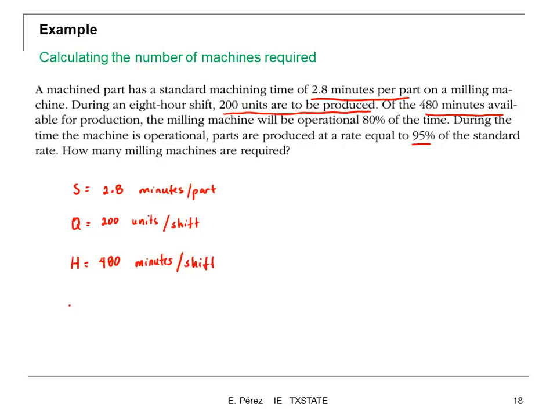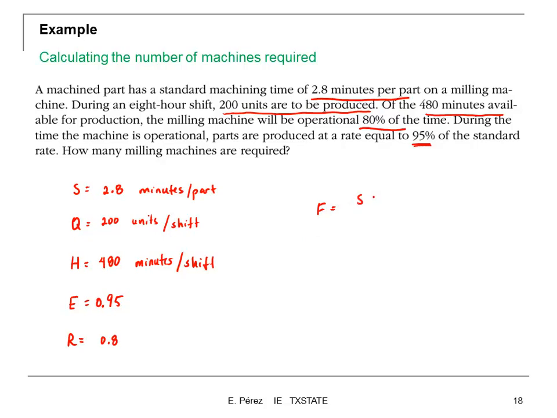We also have the actual performance, E, expressed as a percentage of time. So the actual performance here is 95%, 0.95. And then finally, the reliability of the machine. It's right here. It's going to be 80% operational. It was 0.8. So using this information, then we can solve for F.